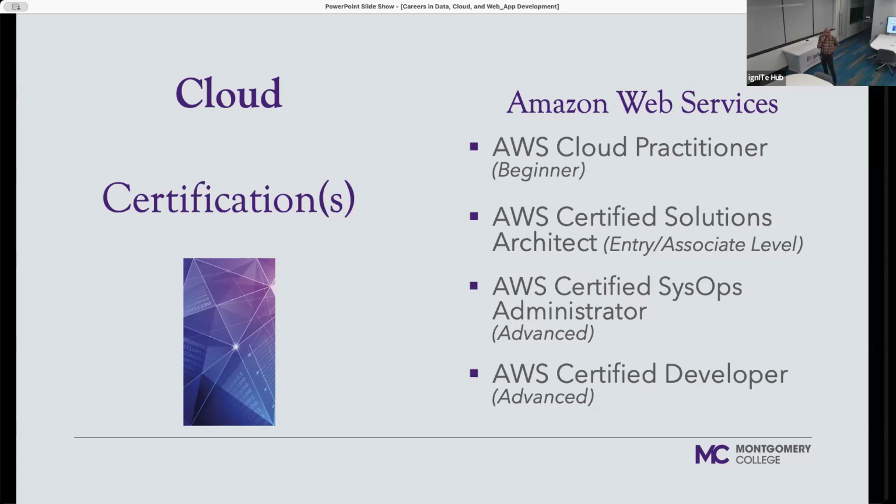But the Cloud Practitioner is considered the entry level for AWS. The Certified Solutions Architect is like the mid-level, and then you go up from there. So Certified Developers and Certified SysOps Administrators are the advanced ones. But they do have other ones as well, including security. Let's go to the next slide.